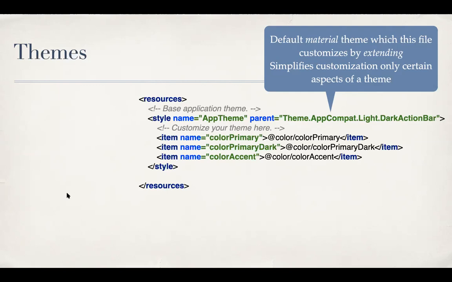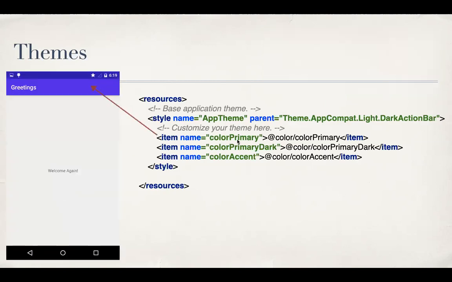This is a nice way of customizing a theme where you don't have to repeat everything or redefine everything, and you can simply customize specific aspects like the primary color and so on, and leave the other things just as they are derived from the default. So in the given example, the boilerplate code gives you three customizations: the primary color, the primary dark color, and the accent color. So let's see what they signify.